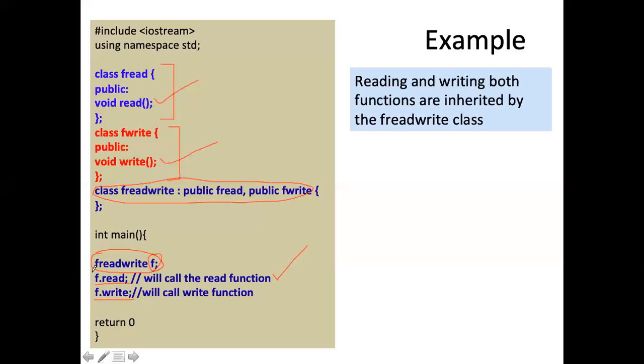So this is a function call as if read and write are part of the fread write class. And why is this happening? Because of this line that you have written, which tells you that all the objects, data members and functions of both these classes, fread and fwrite, have been inherited.